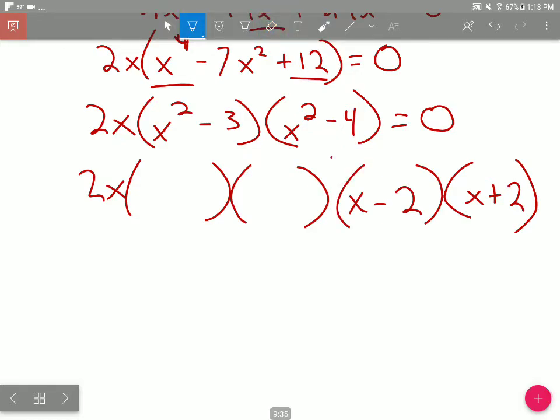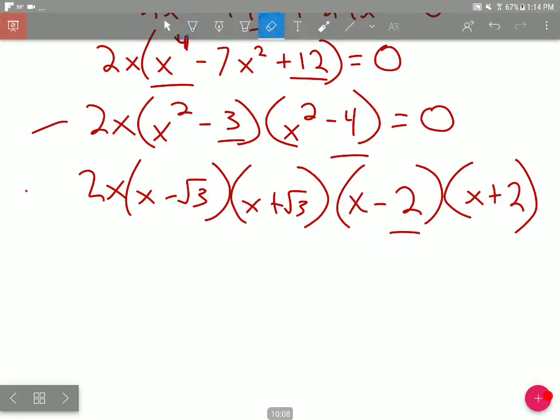We took the square root of 4 to get 2, right? So this one, what's the square root of 3? The square root of 3. So we'll just go x minus root 3, x plus root 3. You can't evenly take the square root of it, so just leave it as a root 3. That's okay. Everybody still with me? That's really the hard part about this problem, is going from this step to that one.